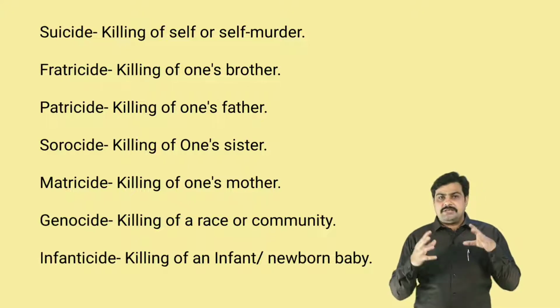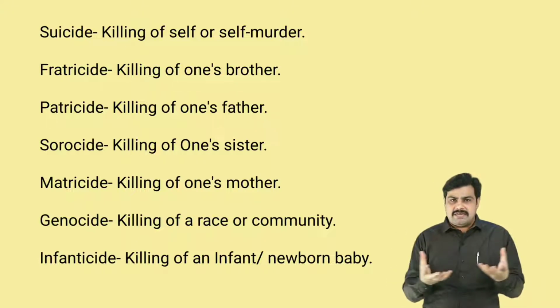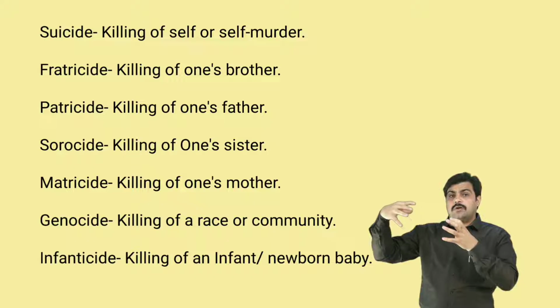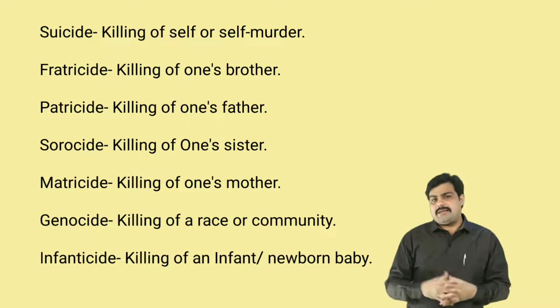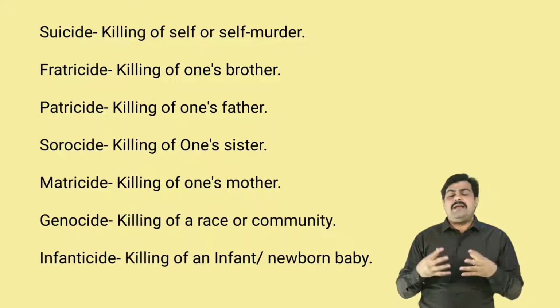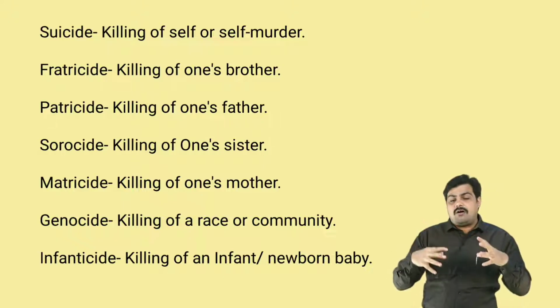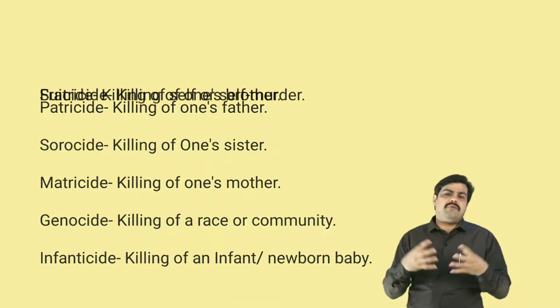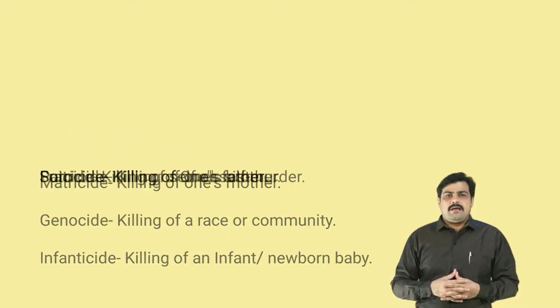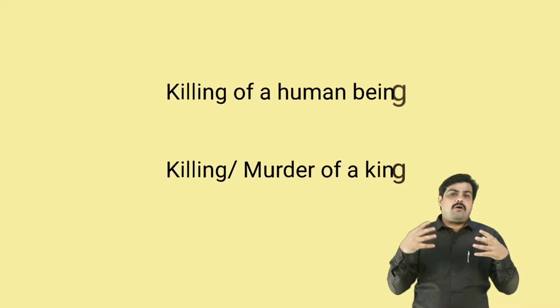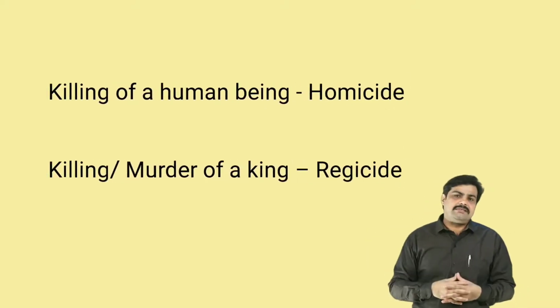The word you see is genocide. Geno means community, or race, or any race. Killing of a race or community is genocide. Another word is infanticide. Infant, you understand, that is a newborn baby. So killing of an infant is known as infanticide. The other word you see is homicide. Homo means human race. So homicide stands for killing of a human being.